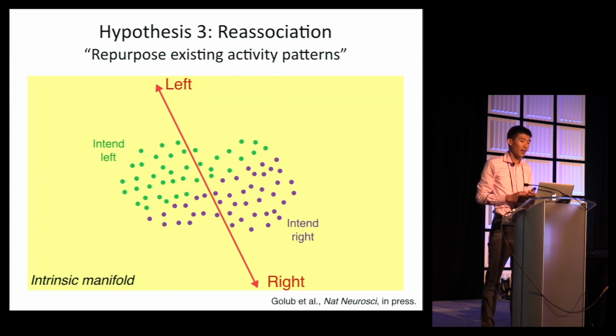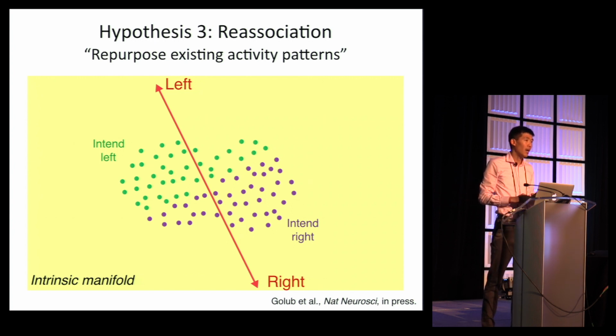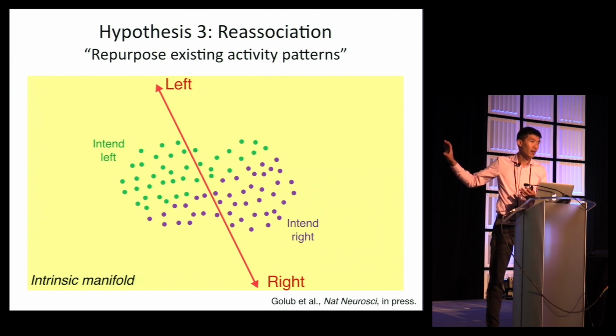Our third hypothesis is called reassociation. In reassociation, we hypothesize that neural activity is repurposed, meaning that the same cloud of neural activity is here, as we saw before learning, but now we recolor the dots. So basically, the animal might use the same neural activity patterns, but now for different movements.